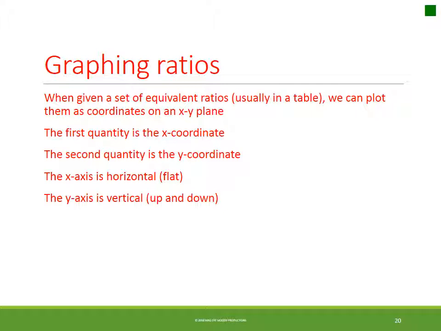The x-axis, so the x coordinates, are all on the horizontal axis, which is your flat axis. If you have trouble remembering which one that is, the way I remember it is horizon. If you look out on the horizon, it is flat. There's a flat line on the horizon, and so the x-axis is horizontal. And then the y-axis is vertical, which means it's going up and down.